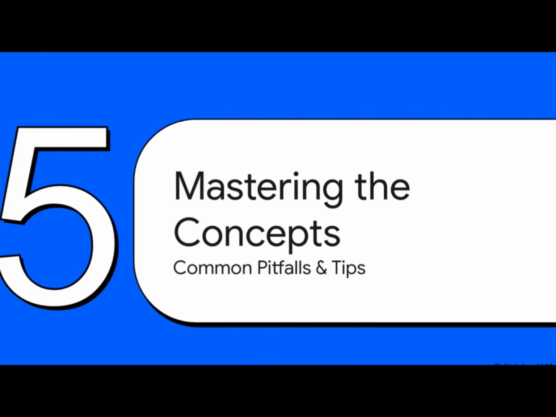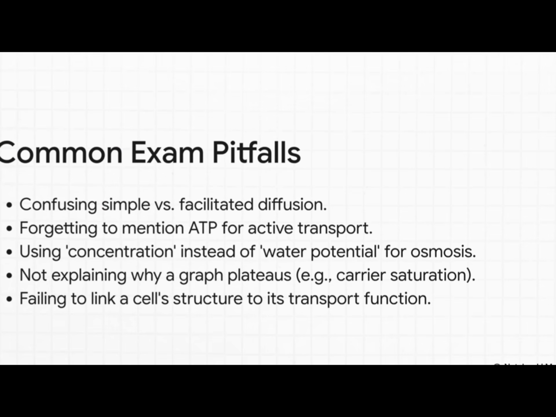Okay, let's bring all this home. To truly master this topic, especially if you have an exam coming up, it really helps to know the common pitfalls and the key phrases that show you really deeply understand the material. Here are some classic mistakes you should try to avoid. Don't just say diffusion if you can specify whether it's simple or facilitated. Be precise. Always, and I mean always, mention ATP when you're discussing active transport. It's totally non-negotiable. For osmosis, you've got to use the correct term, water potential.